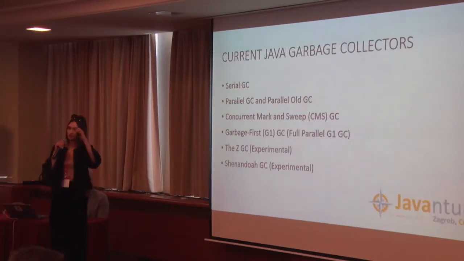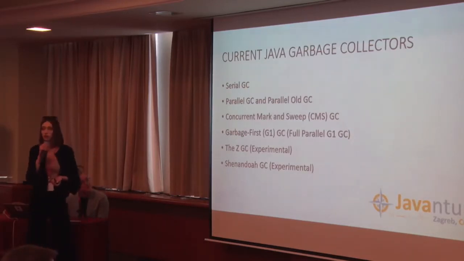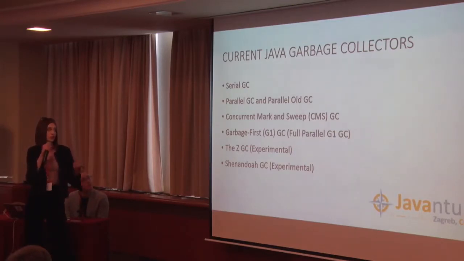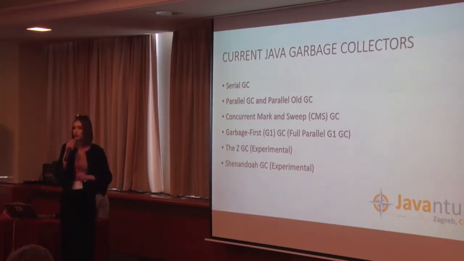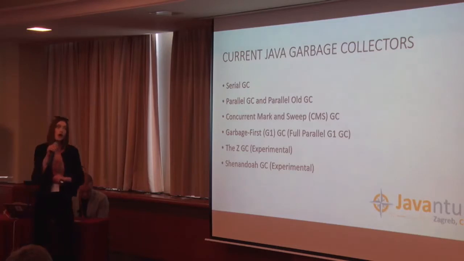In addition to the already existing collectors, which have been here since the beginning of Java, the serial and parallel collectors, and also G1, which became the default collector in Java 9, we have additional collectors, which are experimental: ZGC and Shenandoah GC. Serial, parallel, and parallel old GC are stop-the-world collectors, which means that they have to stop all running application threads in order to perform the collection.